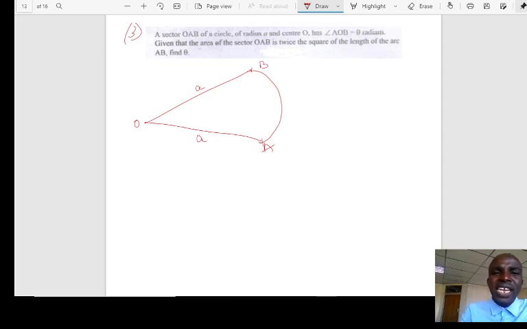Of radius A and center O, angle AOB is theta, which means this angle is theta radians. Given that the area of the sector OAB, which is half r squared theta, is equal to twice the square of the length of arc AB. The arc length is r theta, squared. Then they say find theta. Twice means 2 times the square of the arc length, 2 times r theta squared.